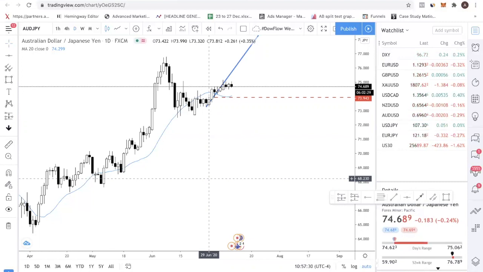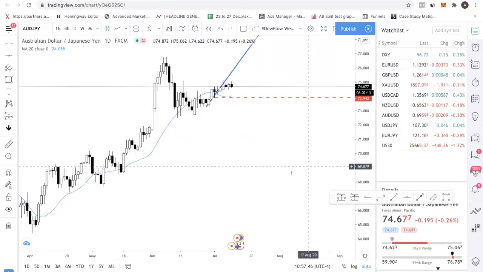Okay. Actually, what's your suggestion for which pairing should be more suitable for a beginner like me? Play safe. Stick to the majors.